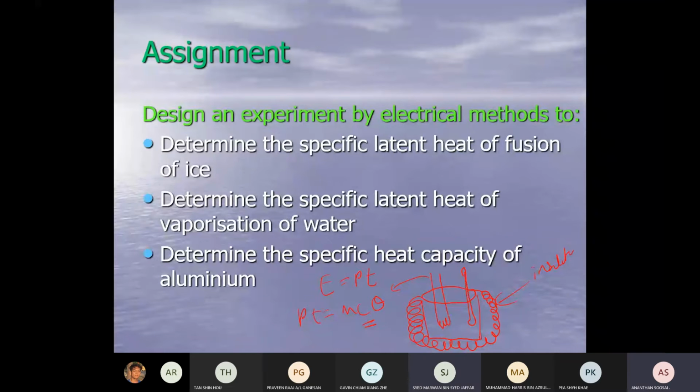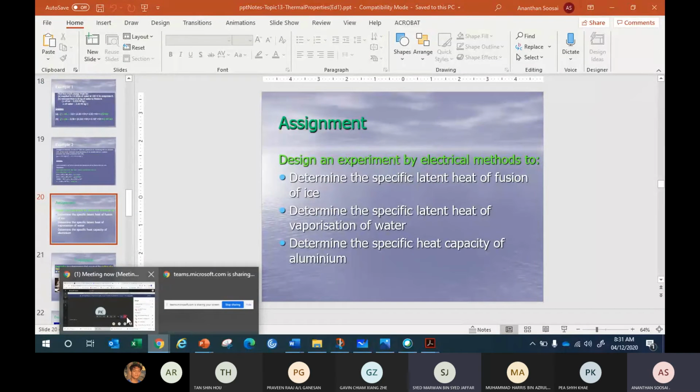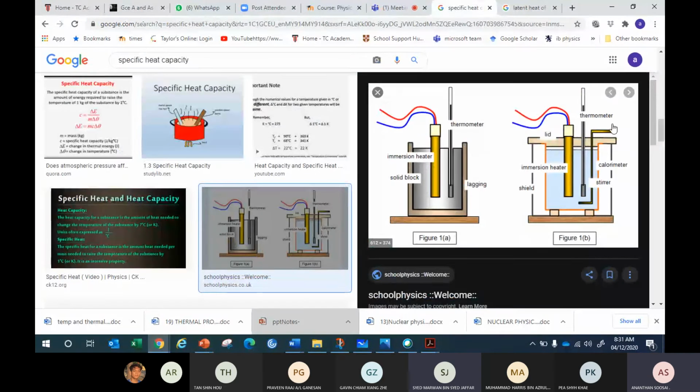Okay, so this is a rough setup, but to be in depth, this could be a setup. You place a thermometer and an immersion heater into a solid block. You must have an insulator at the side. So this is a setup to find the specific heat capacity of aluminium.